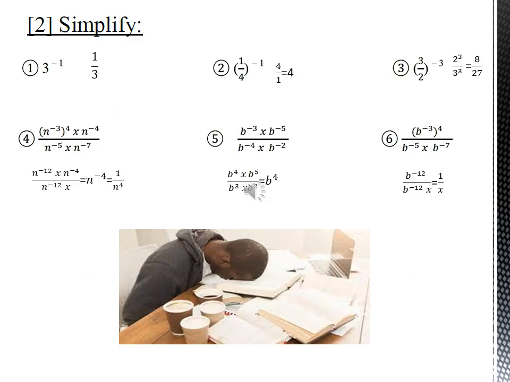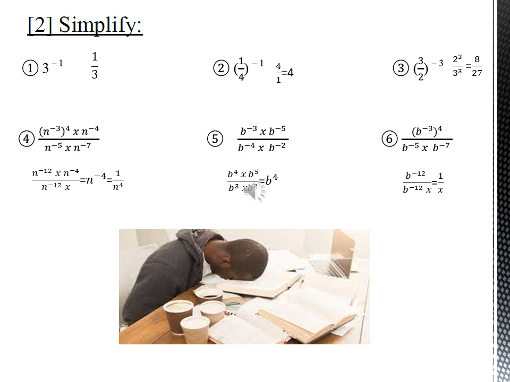Let's start to solve together, simplify. How to simplify the question. Now first, if we have 3 to the power negative 1, that means, as we said before, the multiplicative inverse, so it will become 1 over 3. Same as 1 over 4 to the power negative 1, that means the multiplicative inverse 4 over 1, which equals 4. Same, 3 over 2 to the power negative 3 becomes the multiplicative inverse, and then we put the powers on the numerator and denominator and calculate the result. So it will become 8 over 27.